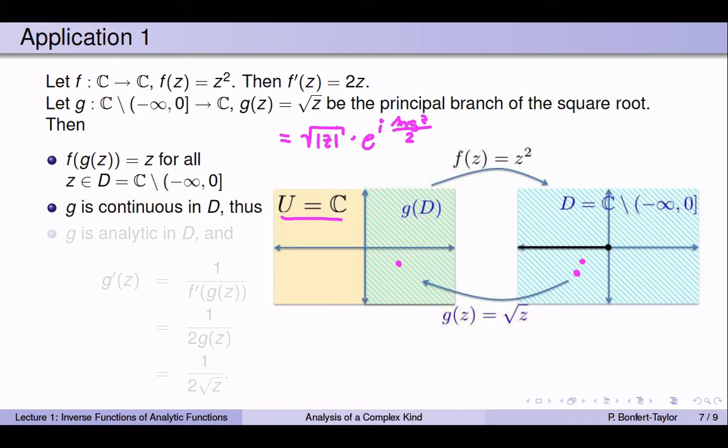G is a continuous function, and by the theorem it's therefore an analytic function in D, and its derivative is 1 over f prime of g of z. But f prime is 2z. So that's 1 over 2 times g of z. And g of z was the function square root of z, so the derivative of the square root function is 1 over 2 times the square root function. That's exactly the same that we had in calculus for the derivative of the square root of x. But this time it's this principal branch of the square root function, which is defined in the entire complex plane. We have to exclude the negative real axis because the function was not continuous across the negative real axis.